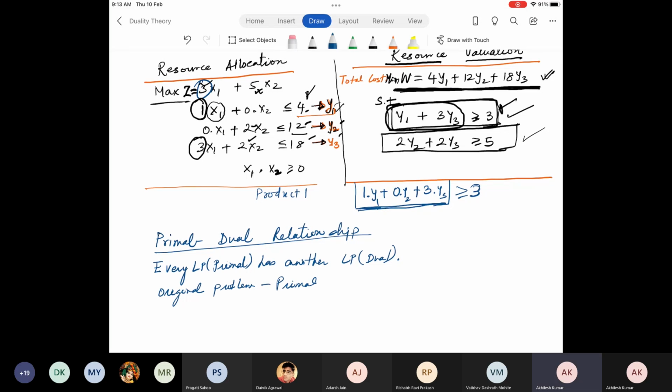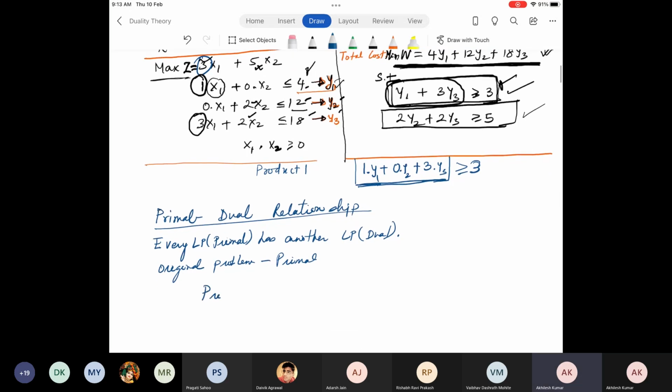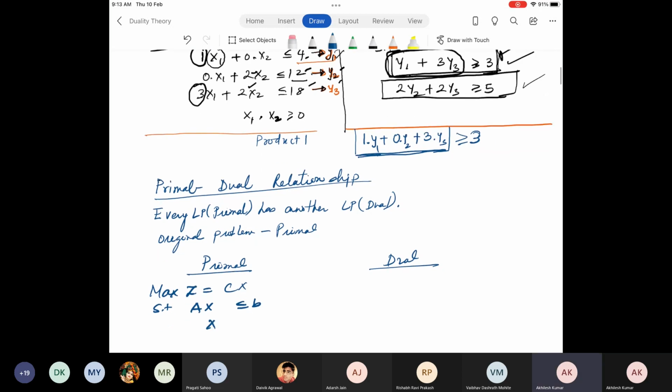If you look at it from the representation structure, the primal problem we generally represent as: maximize G equals Cx such that Ax is less than or equal to B, x greater than or equal to 0. If I convert it to its dual, it is: minimize W equals YB, YA is greater than or equal to C, and Y is greater than or equal to 0.